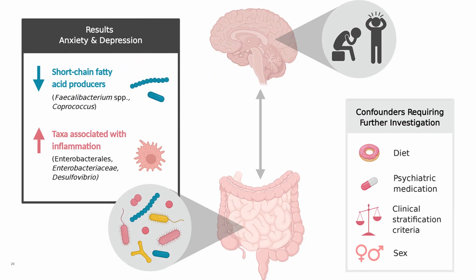Microbial mapping of the stool of patients with anxiety and depression found that they produced fewer short-chain fatty acids, so they had fewer bacteria like Faecalibacterium that produced butyrate, acetate, and propionate. They also saw that they had increased presence of bacteria that are associated with inflammation. So they had an increased presence of families like Enterobacteriaceae and Desulfovibrionaceae, two families of bacteria that contain pathogens that are known to induce gut inflammation.